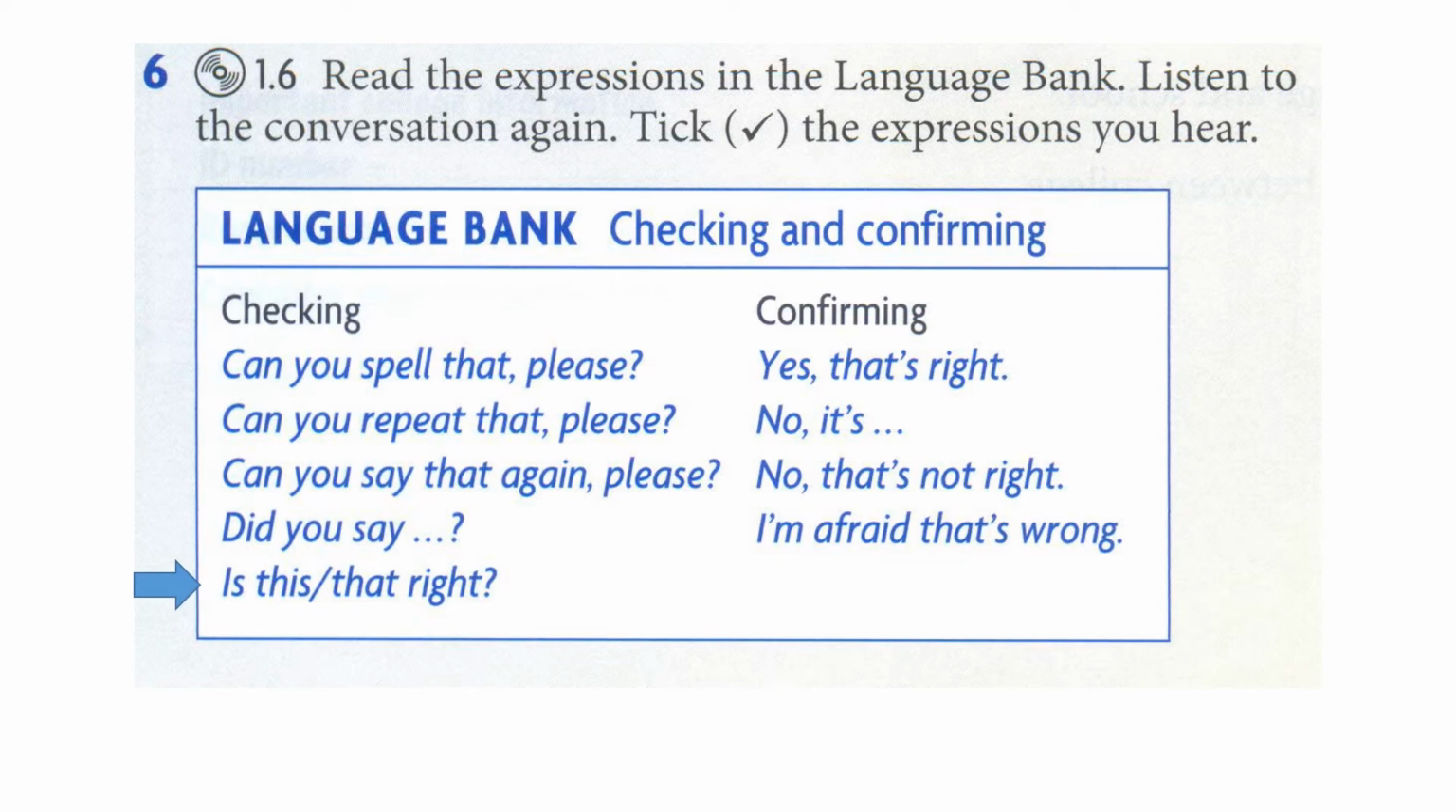Now here are the answers that we hear. Yes, is that right? After that, no, it is, and she gave her the answer. Then we hear, did you say? Yes, that's right. Can you spell that, please? Can you repeat that, please? So here we understand how we can make a conversation between two people about checking and confirming the information we have.